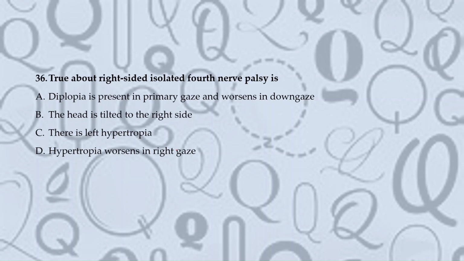So let's take a question at this moment. True about right-sided isolated fourth nerve palsy. So let's just revise what can happen in right fourth nerve palsy. There is right hypertropia, which worsens on left gaze and which is better on left tilt. So just remember these two things. Contralateral gaze worsens the hypertropia and contralateral tilt betters the hypertropia.